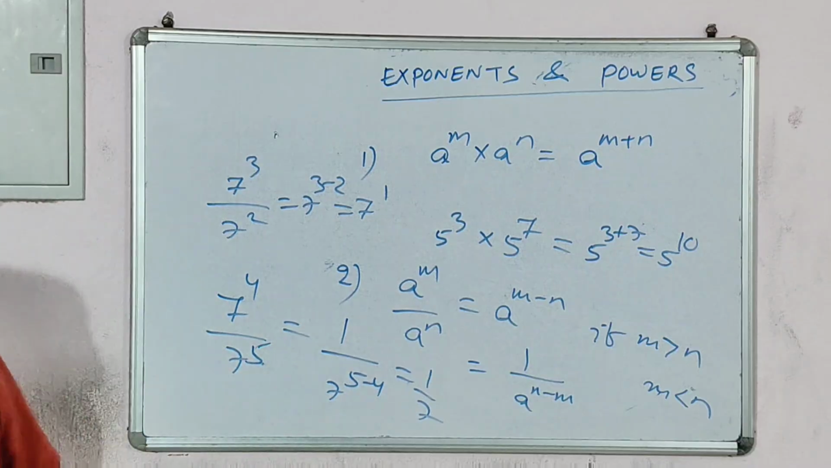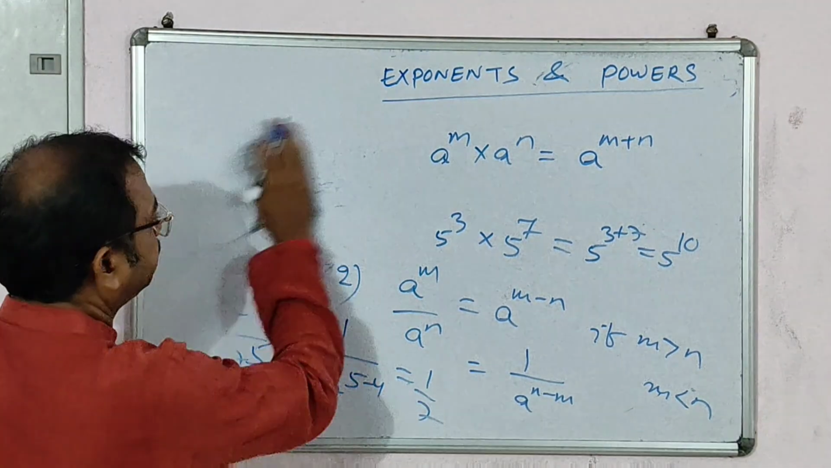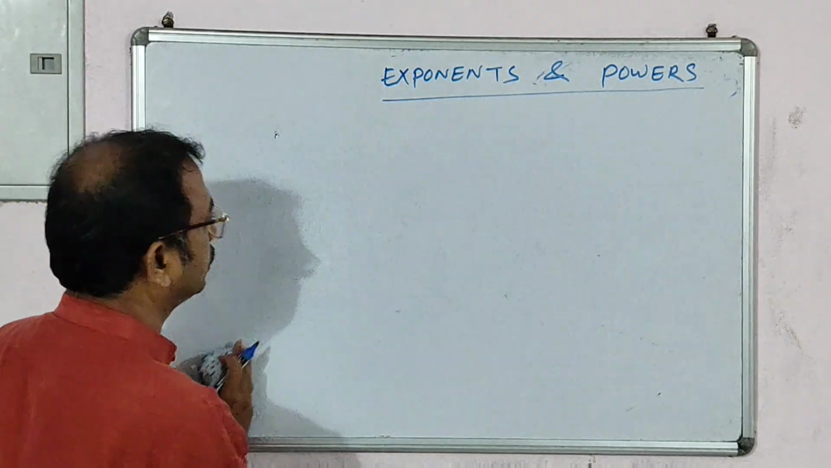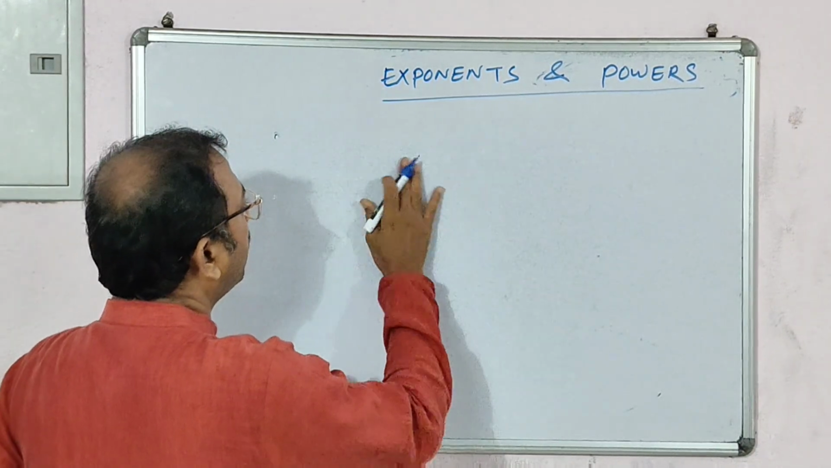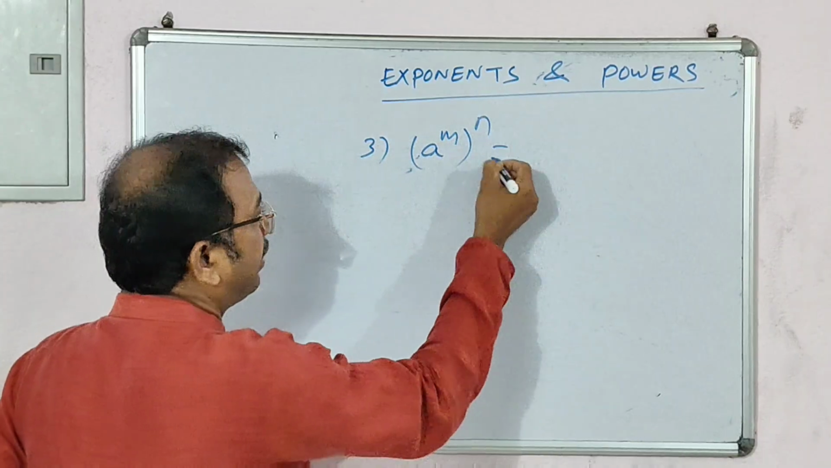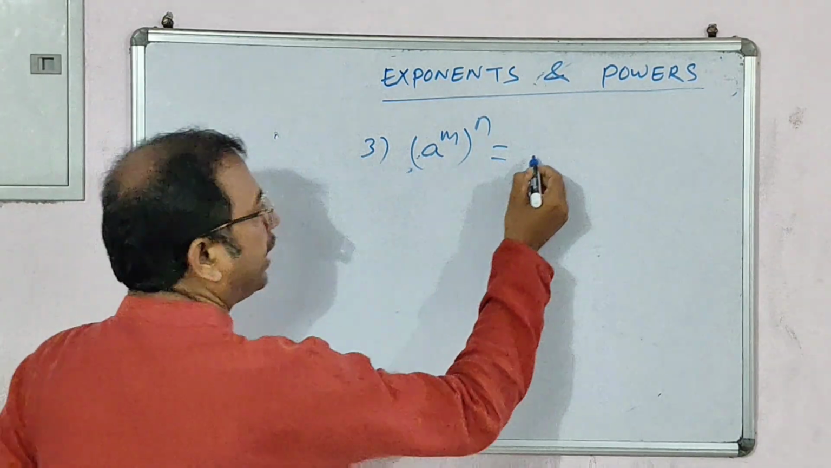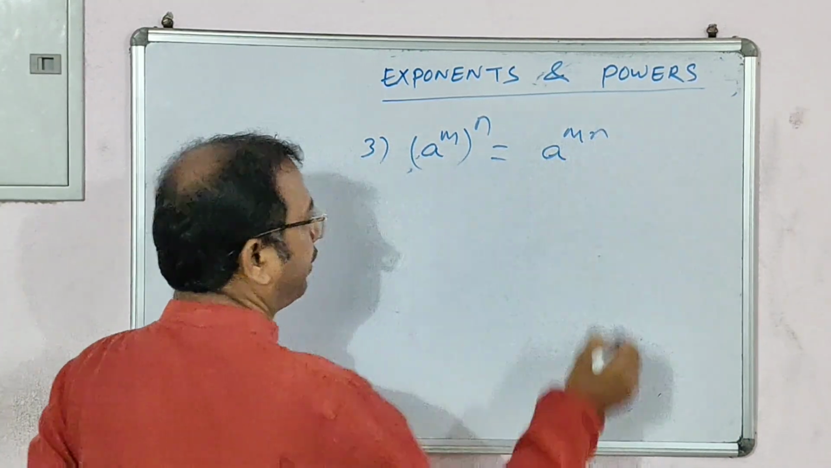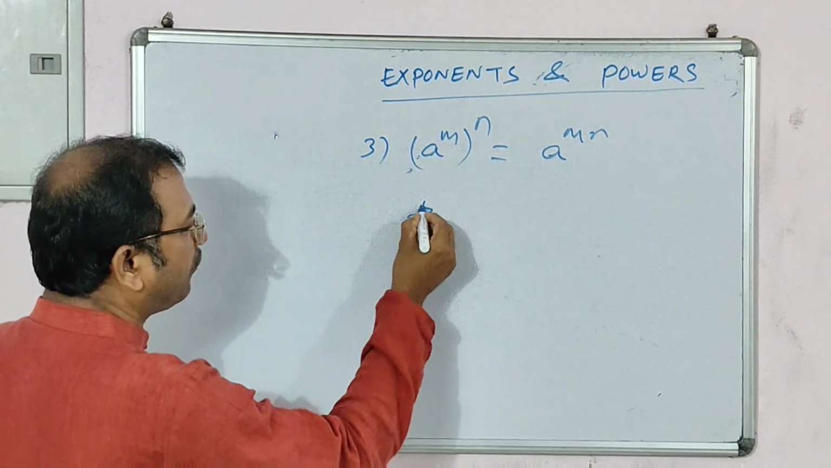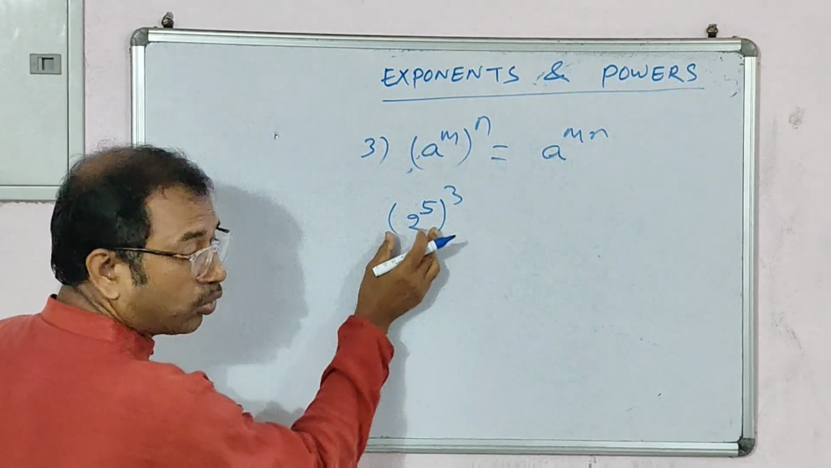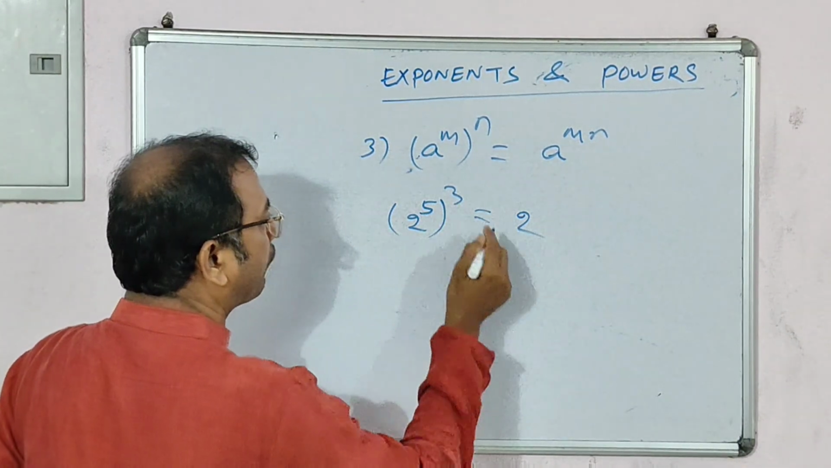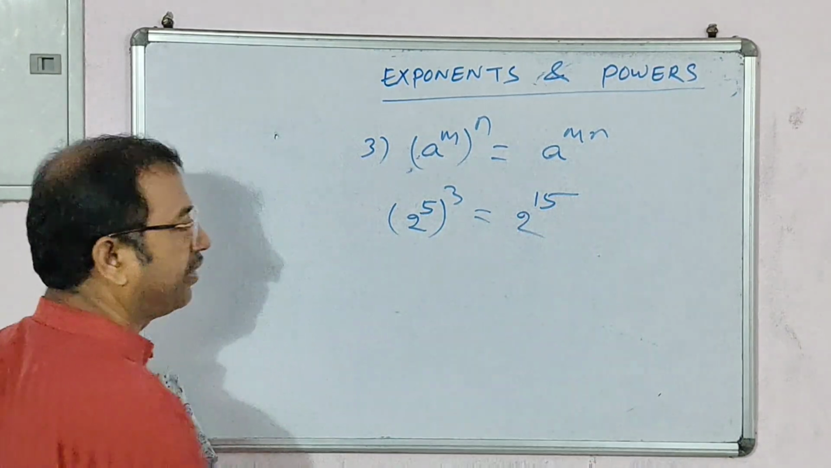Next, rule number 3. Rule number 3. a to the power m to the power n. So you can write a to the power mn. Suppose, example, I am giving example. 2 to the power 5 to the power bracket whole to the power 3. Bracket means multiplication. So 2 to the power 5 into 3, 15.